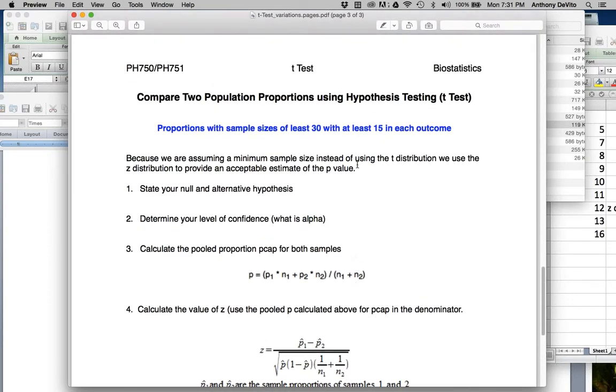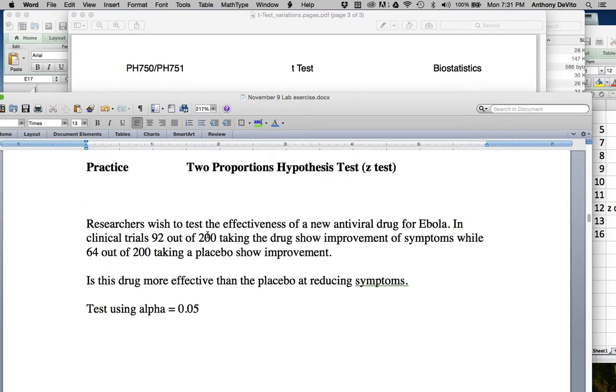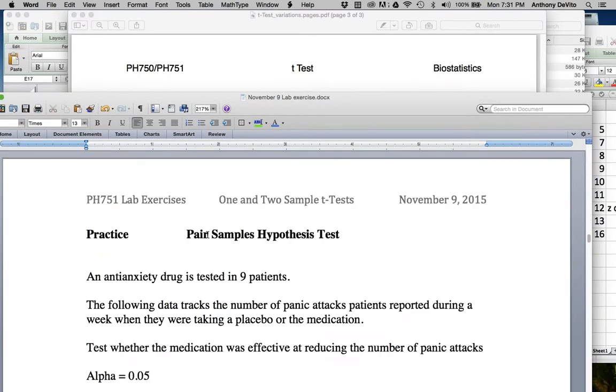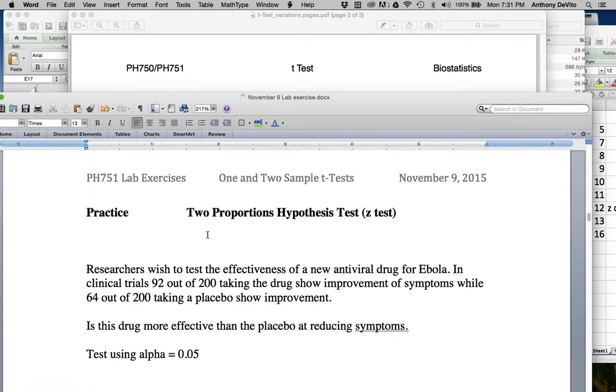So now we could have two situations here, just like before. We could have a situation where we take a sample and compare a proportion to a known value. I'm not sure that I have a very good example of that. Let's see if we have a good two proportions hypothesis test. See if I got one single proportion.